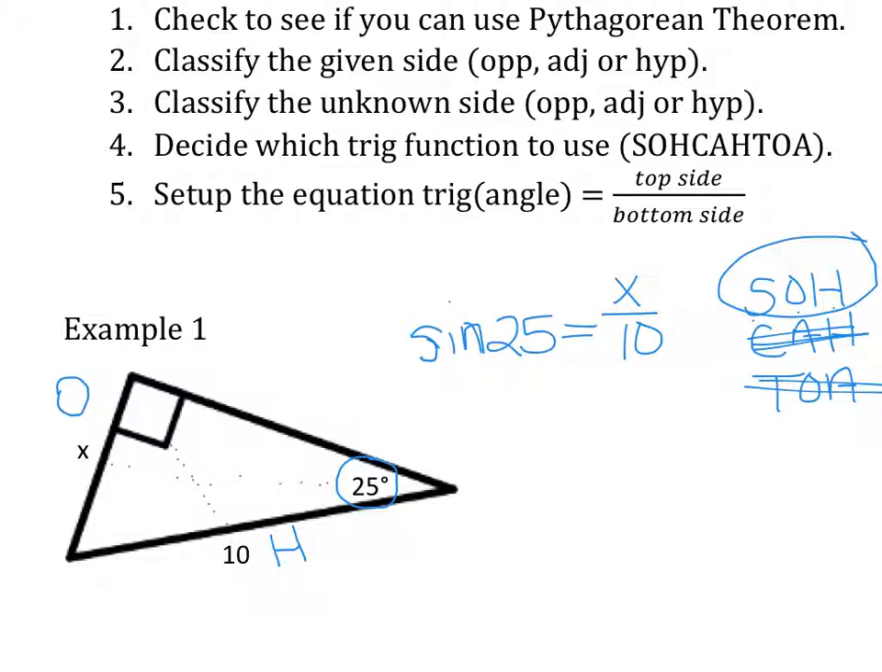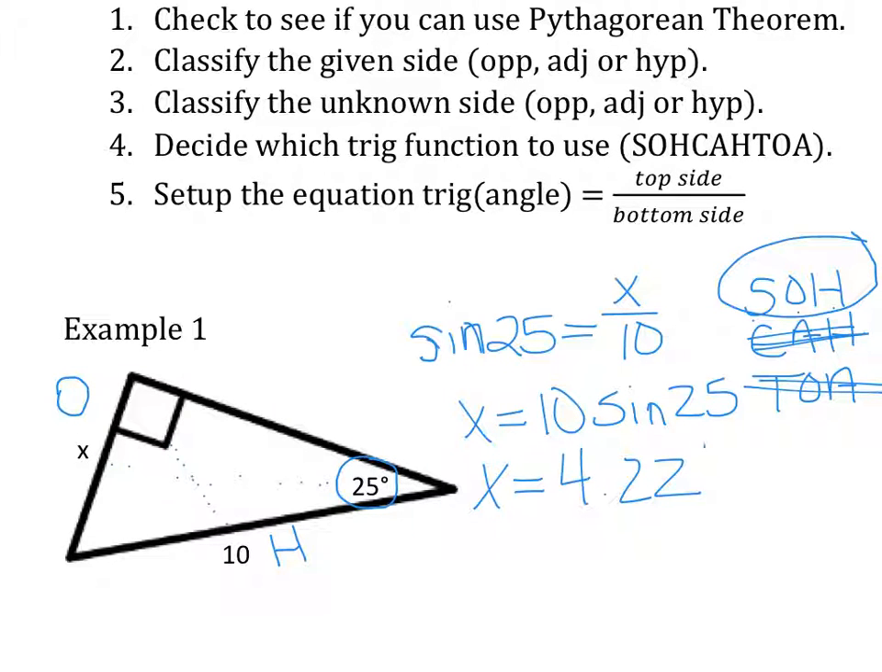Now to solve for x, I'd multiply the 10 over, so x would end up being 10 sine 25. And this is where having your calculator in degrees is very important. So please make sure that calculator is in degrees. If you need to, go into your settings or into your mode of your calculator and change from radians to degrees before you enter this into the calculator. Once it's entered into the calculator, you should get an answer of your side length is 4.226.